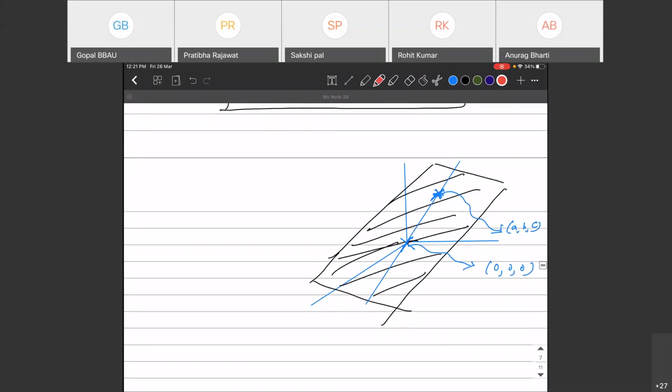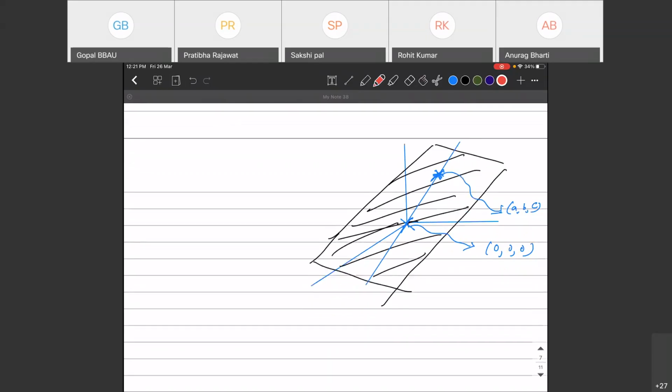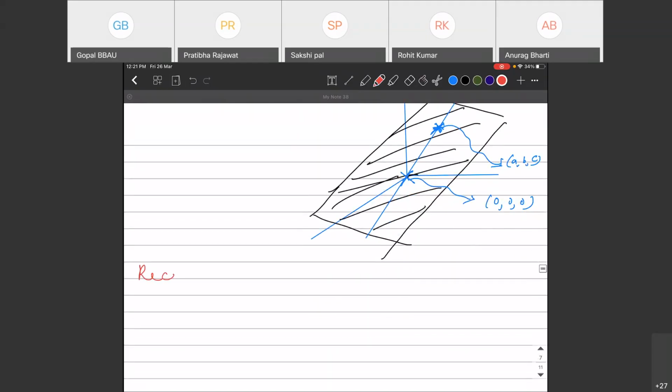Okay, first recall something from your 11th class coordinate geometry. This is for recall. Suppose you have a point, a vector A, and you have a direction B. B is another vector. So A and B are two vectors.